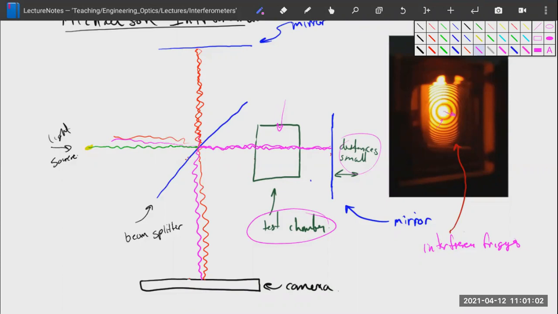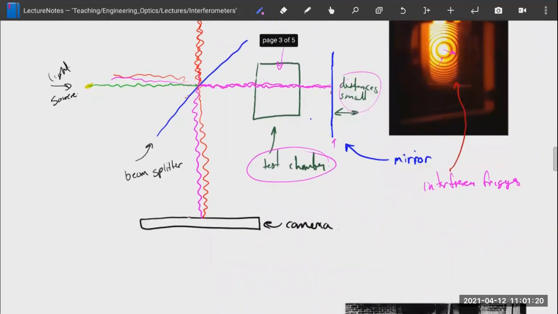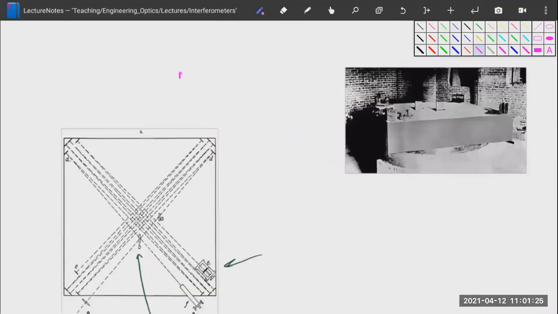And you can count how far they move or how many dark fringes go, and you can actually measure the changes in index of refraction as a function of pressure. Or if you were to move this mirror here, you could measure those small changes. And people have used this basic setup to do some pretty incredible stuff. The Michelson-Morley experiment was an incredible experiment.